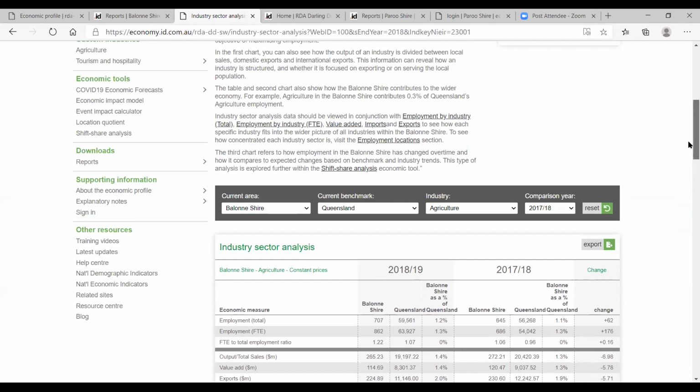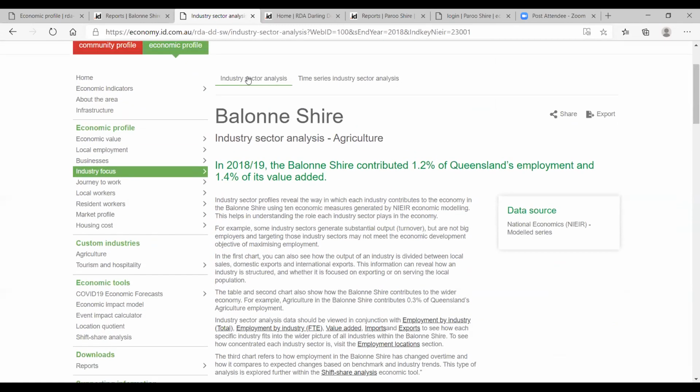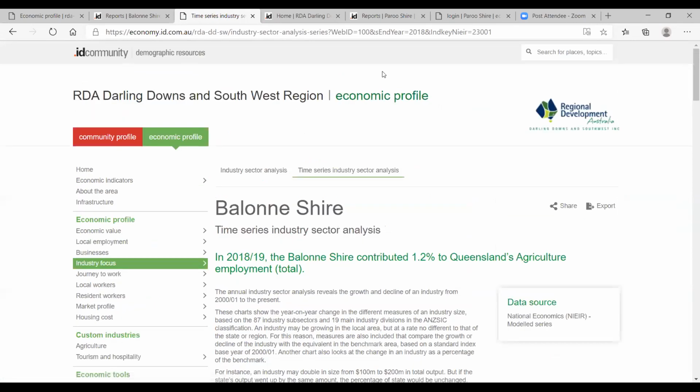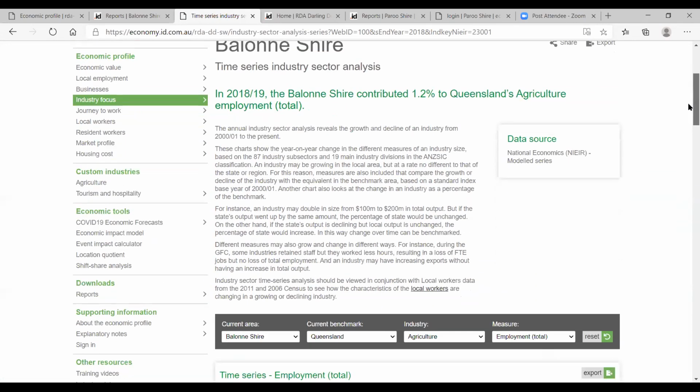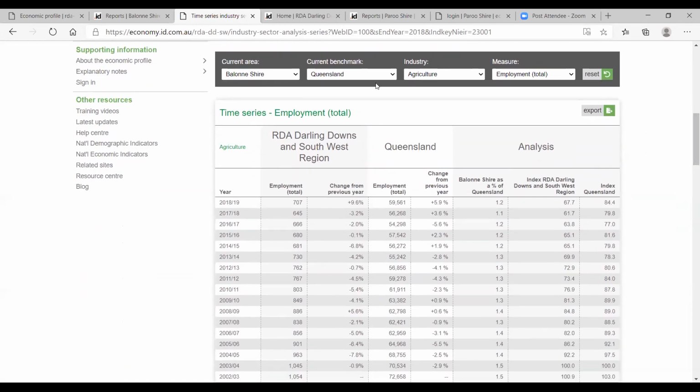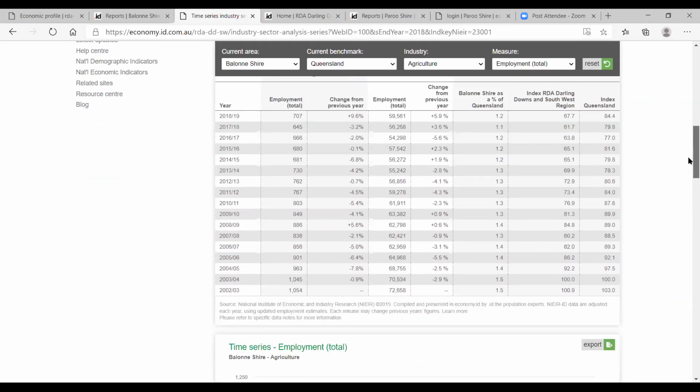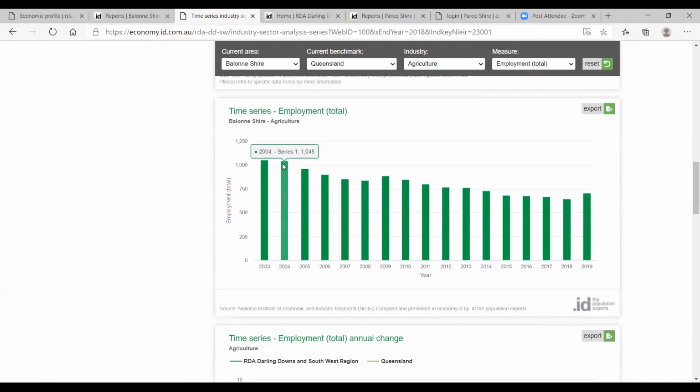Now let's go up here. Now what I'm going to show you, so that's my industry sector analysis. So that just gives me that snapshot of my industry. Now I want to look at, well, how has agriculture performed over time? So when I move down here, I'm on Boulogne, my benchmark is Queensland, my industry is agriculture, my measure is employment. I can also measure over time my profitability, my output, my exports, imports, all of those changes. I'm on employment. And we can see this is how my employment in agriculture has changed over time.